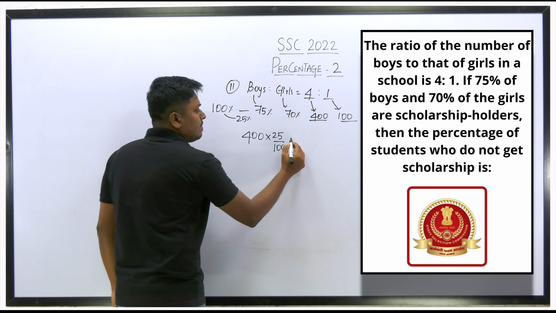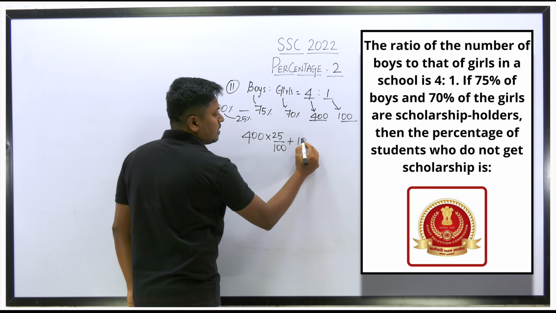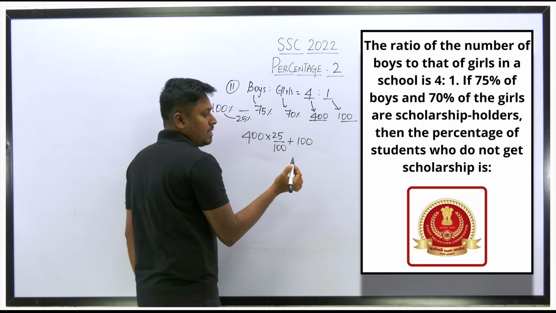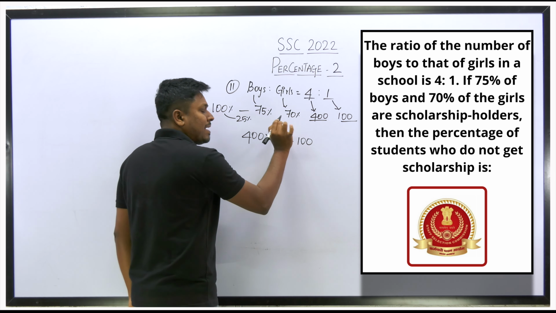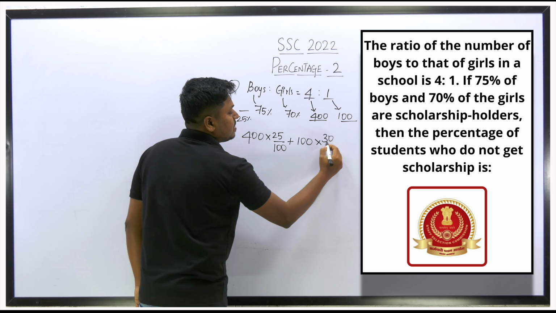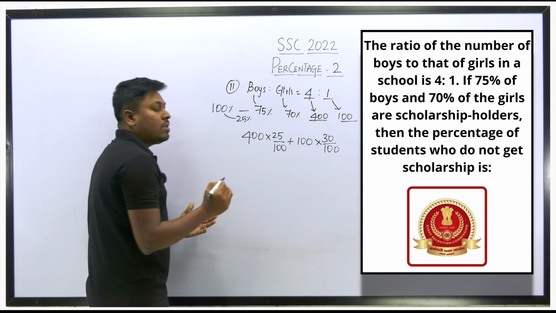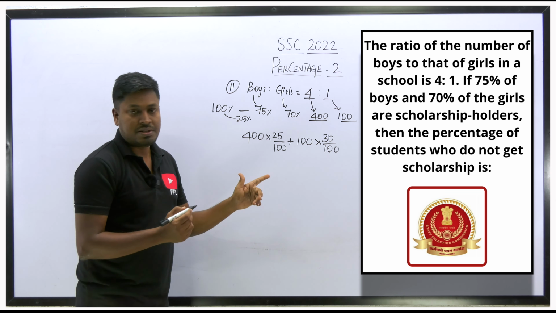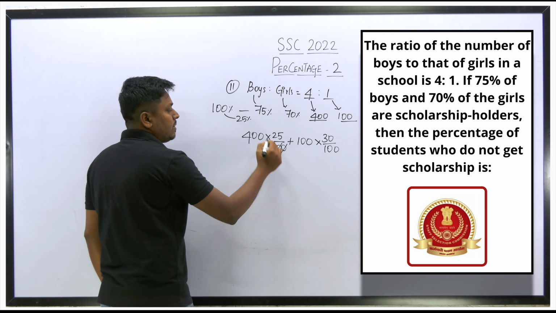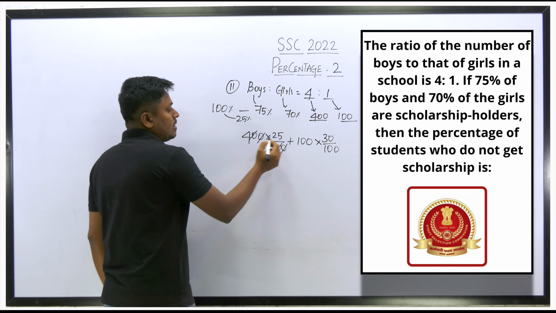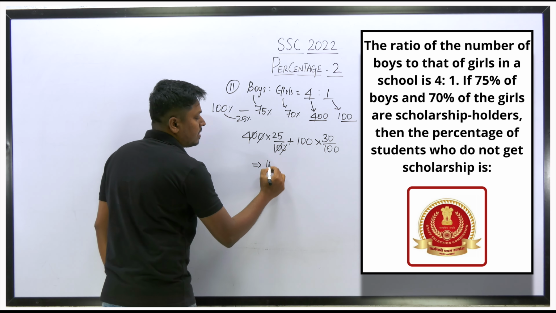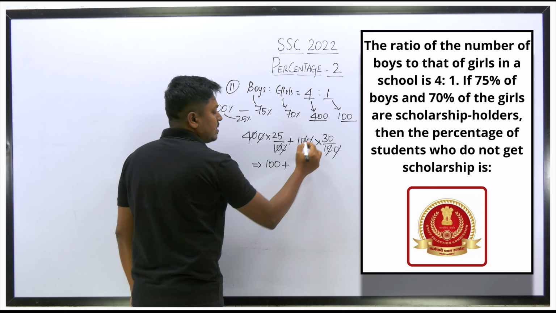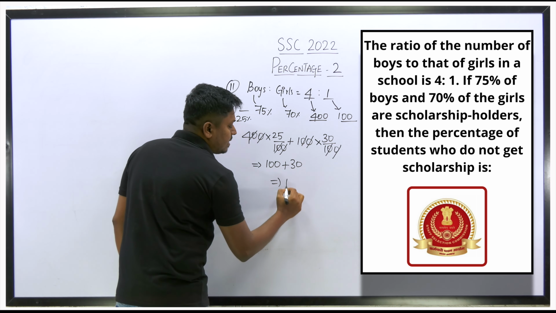Similarly, girls. Girls are 100. Out of 100 girls, 70% got scholarship. So from 100%, if you subtract 70, the result will be 30. So 30% of the girls did not get a scholarship. First let me find the total number of students who did not get a scholarship. We can cancel the zeros here, and similarly here. So 25 into 4 will be 100, plus, similarly here too, cancel the zeros, so 30 into 1 will be 30. The result will be 130.